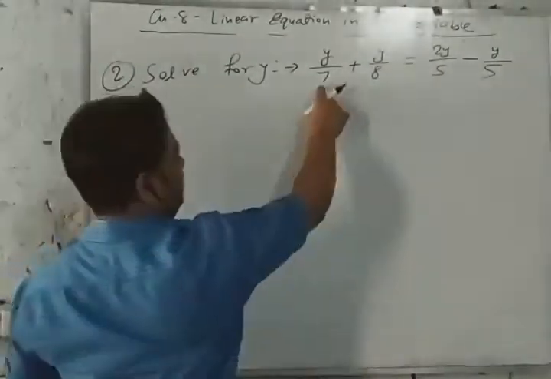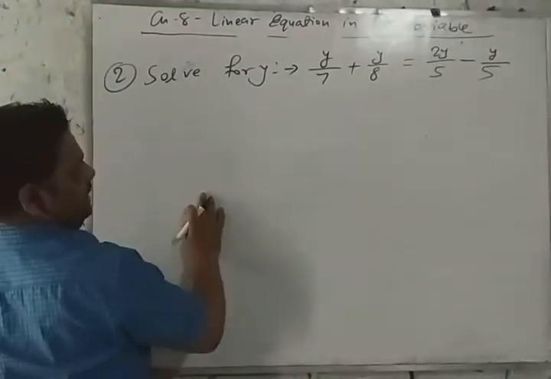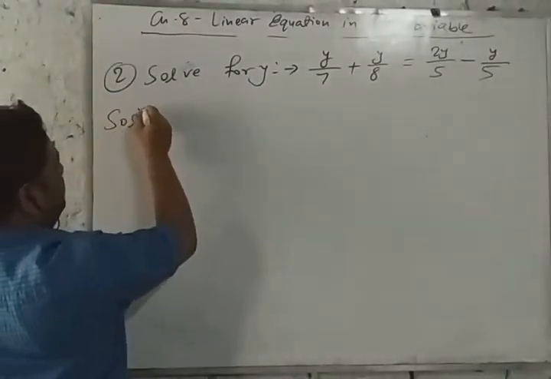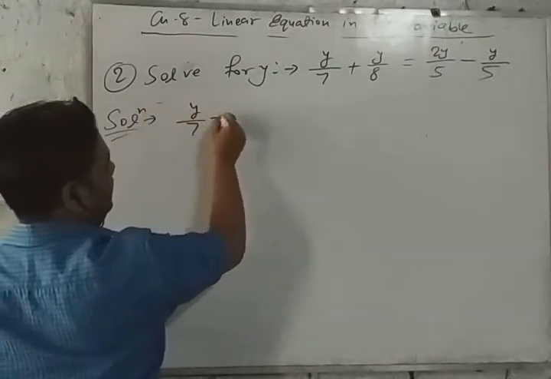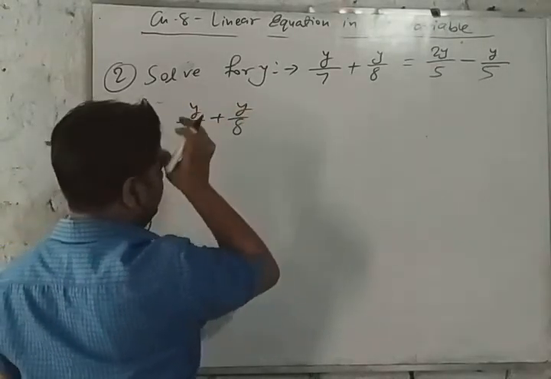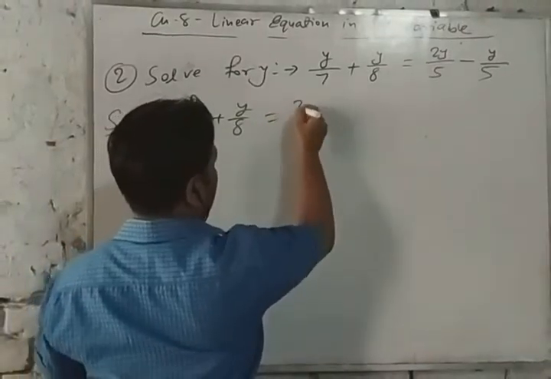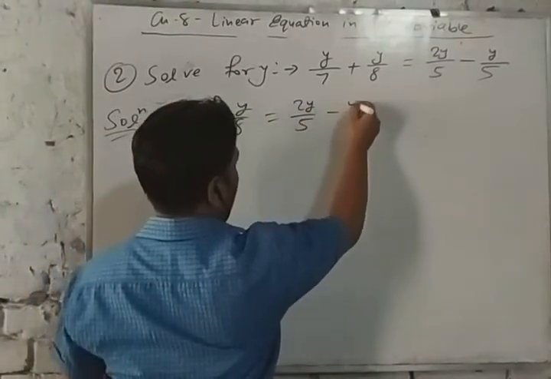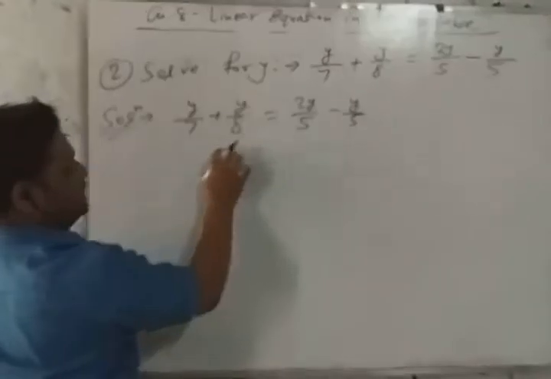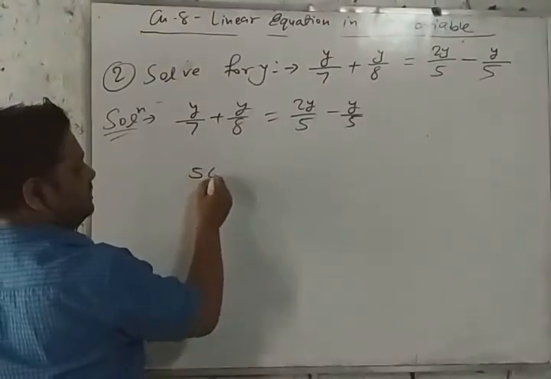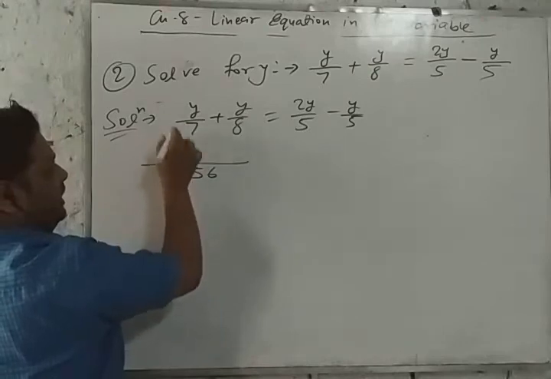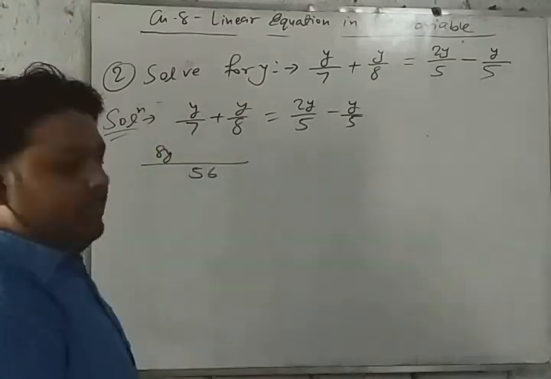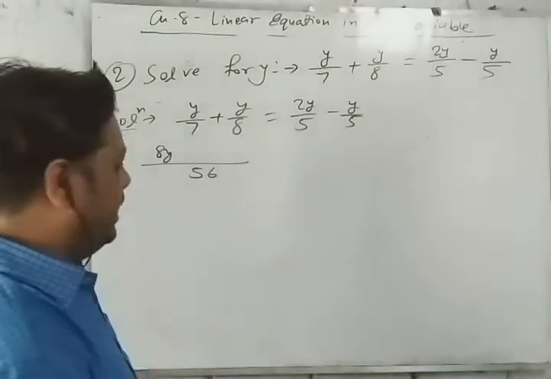Now what is the LCM of 7 and 8? At first we will write the question same as above. Y by 7 plus y by 8 is equal to 2y by 5 minus y by 5. What is the LCM of 7 and 8? 56. Then 7 eights are 56, then 8 into y, 8y. It is only the monomial expression, so there is no need to keep it in bracket.